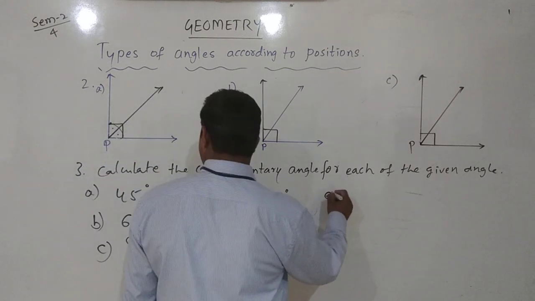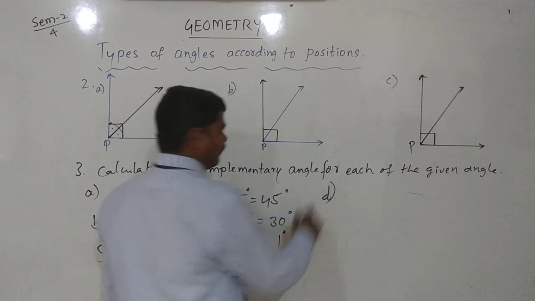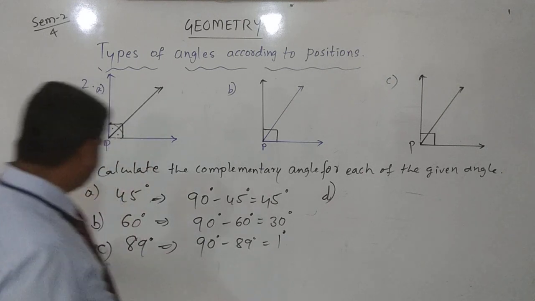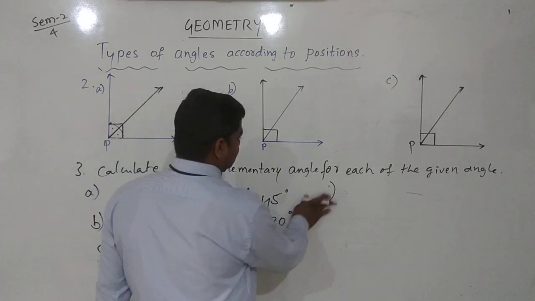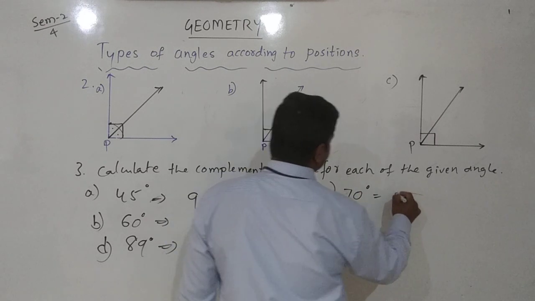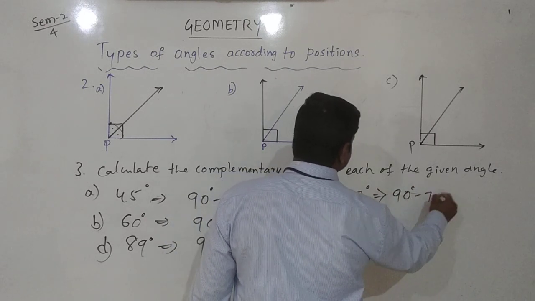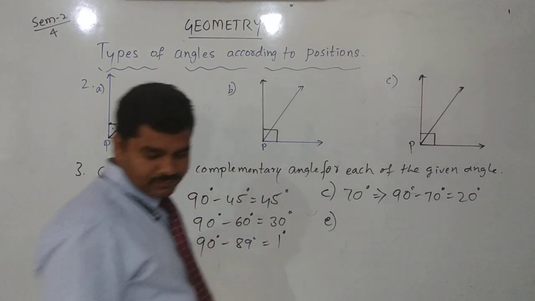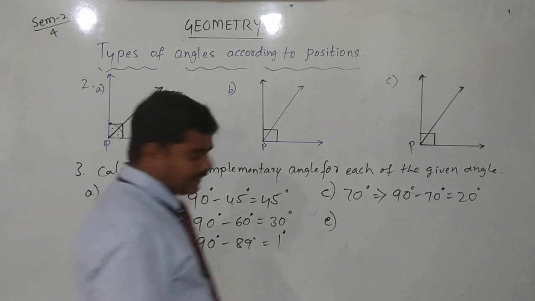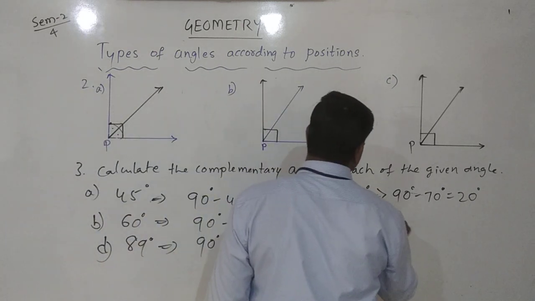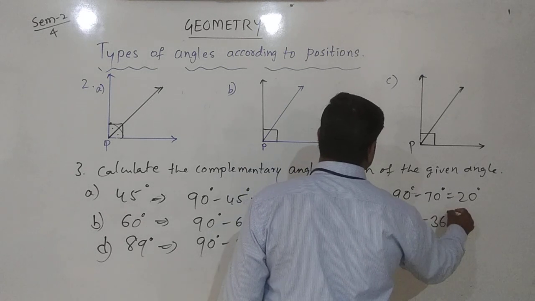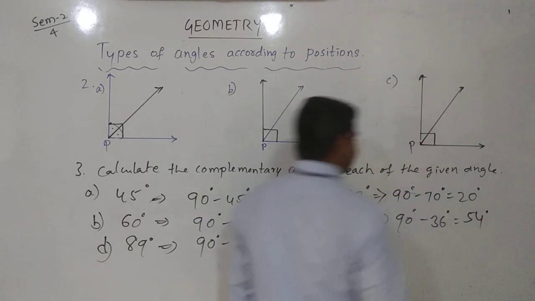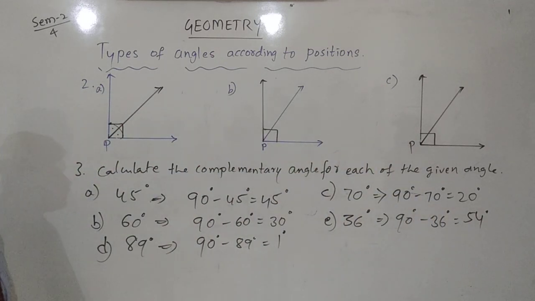And E, D, the given angle is 70 degrees. Here this is D and here C. 70 degrees. Then we can write 90 minus 70 degrees. The complementary angle is 20 degrees. E: yes, 36 degrees. 90 minus 36. How much is it? Yes, 54. 54 degrees is the complementary angle.